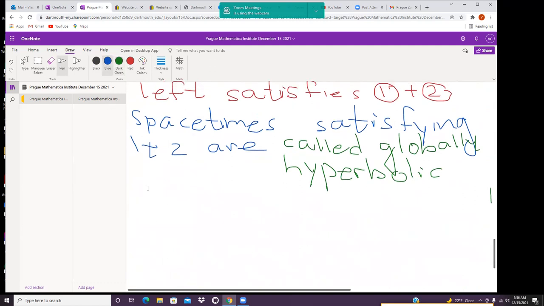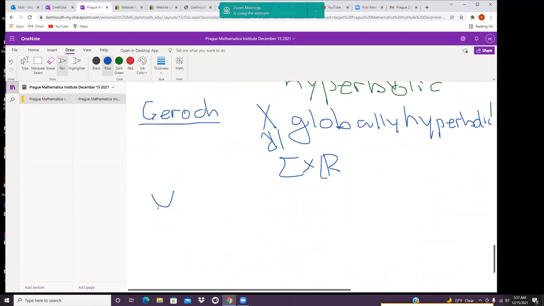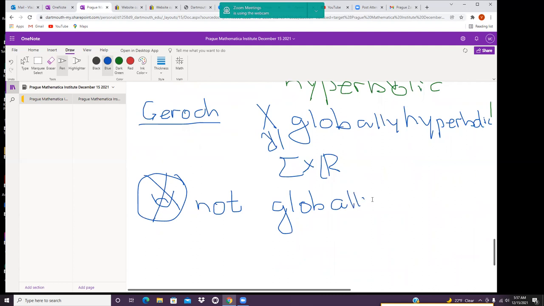Now, there is a classical theorem of Geroch, that says that every globally hyperbolic space-time is equivalent to sigma cross R. So it has a rather strange topology. Right, so topologically, it always looks as a product of some manifold and the real line. So in particular, what you see is that the torus is not globally hyperbolic because it is not a product of anything and the real line. So all globally hyperbolic manifolds look as a product.